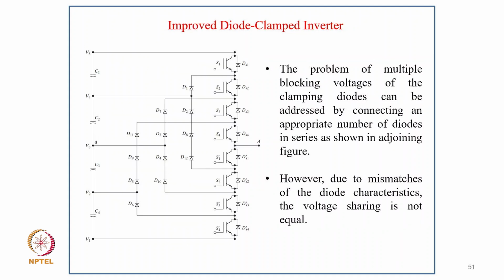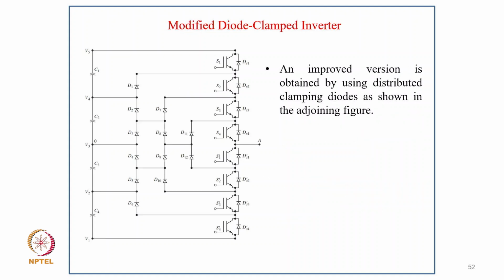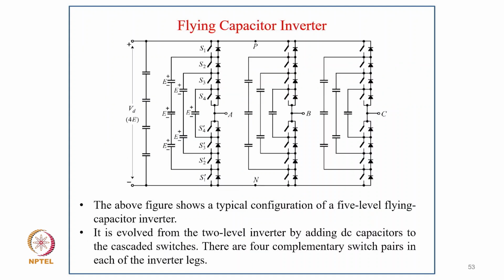And then there is the improved diode clamp inverter. Here the problem of multiple blocking voltages of the clamping diodes can be addressed by connecting an appropriate number of diodes in series, as shown in the figure. However, due to mismatches in the diode characteristics, the voltage sharing is not equal. Then an improved version is also obtained by using distributed clamping diodes, as shown in the adjoining figure.